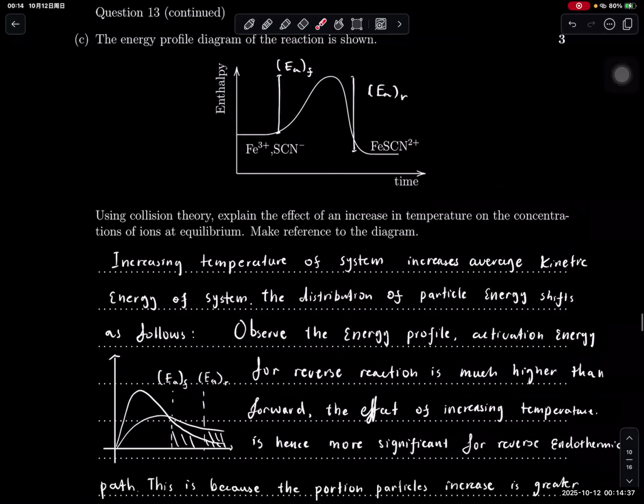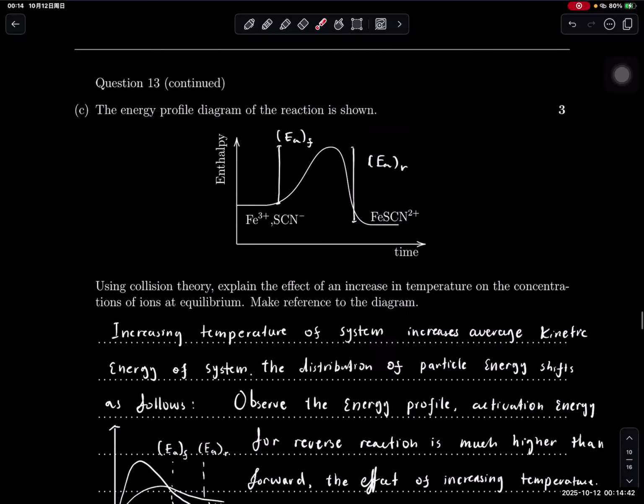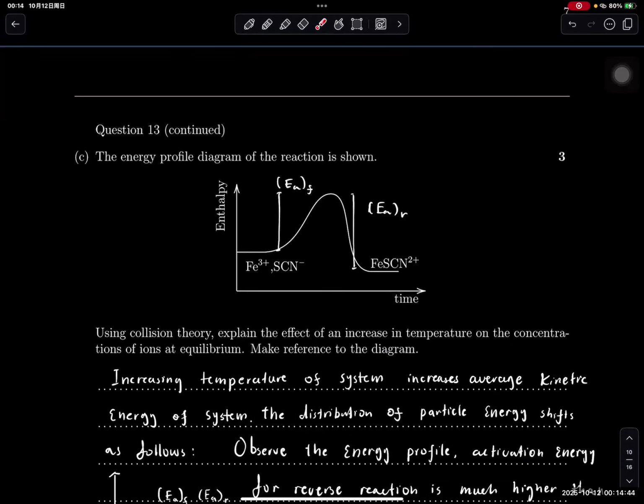Question C. Question C gives you an energy profile diagram. As you can see, this is an exothermic direction. If you don't know how we can determine it's exothermic or endothermic from this diagram only, you need to revise your energy profile diagram. So definitely let me know about it.